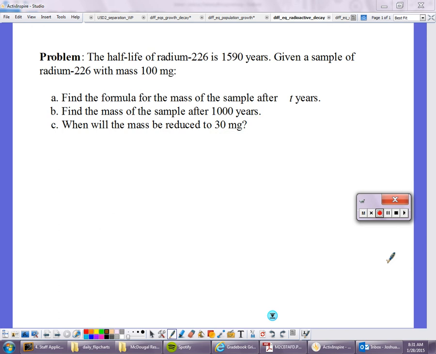All right, this is the second kind of problem that you commonly see with exponential growth and decay and differential equations. This is a radioactive decay problem. So you get something like this. The half-life of radium-226 is 1,590 years.